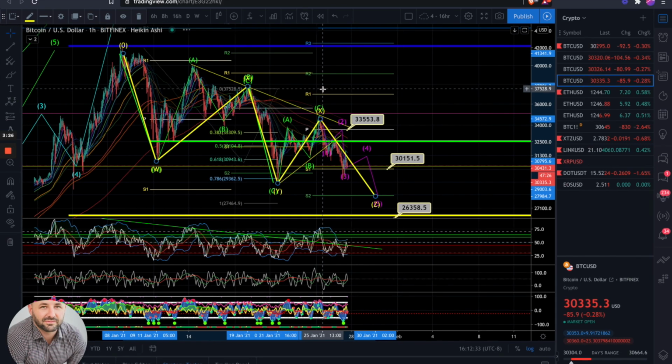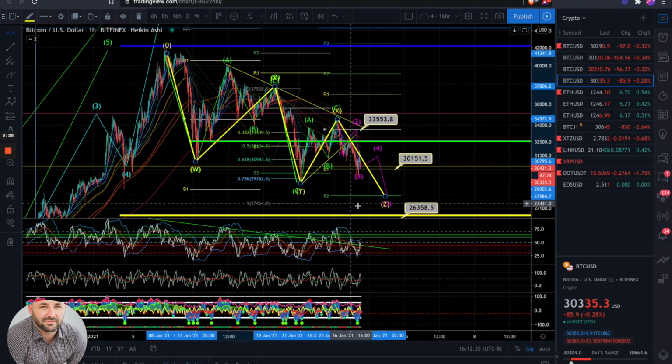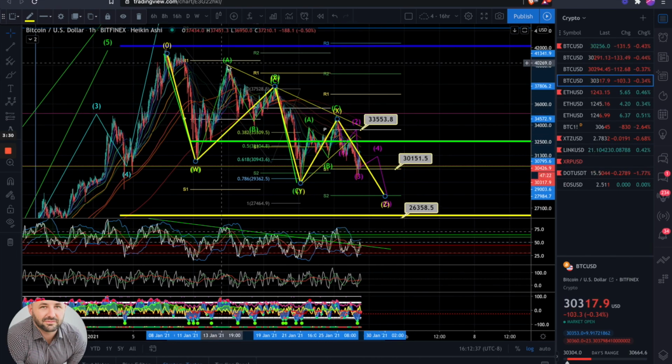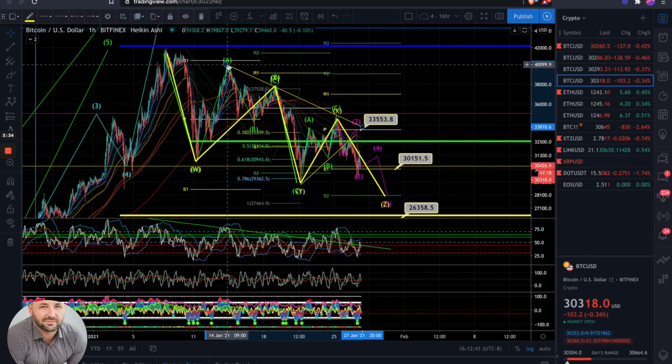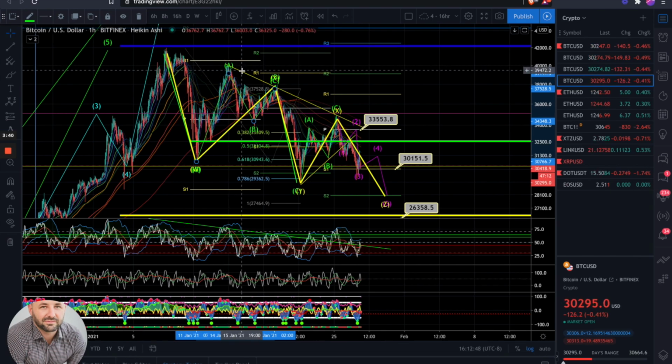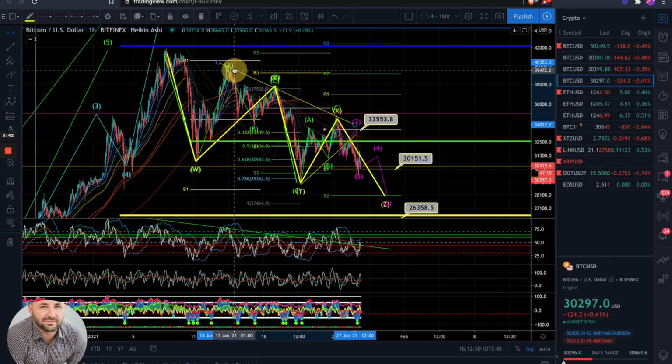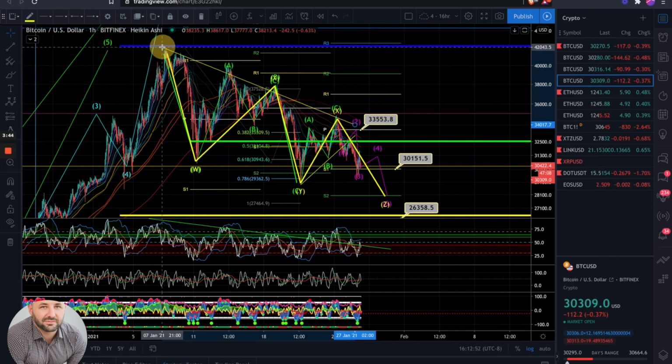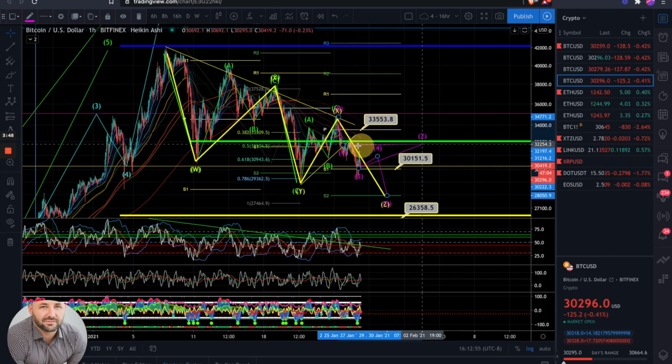With this type of structure, I'll show you some of the indicators here, where we actually did completely reset a lot of the indicators and the oscillators with this wave structure. I've got too much going on.